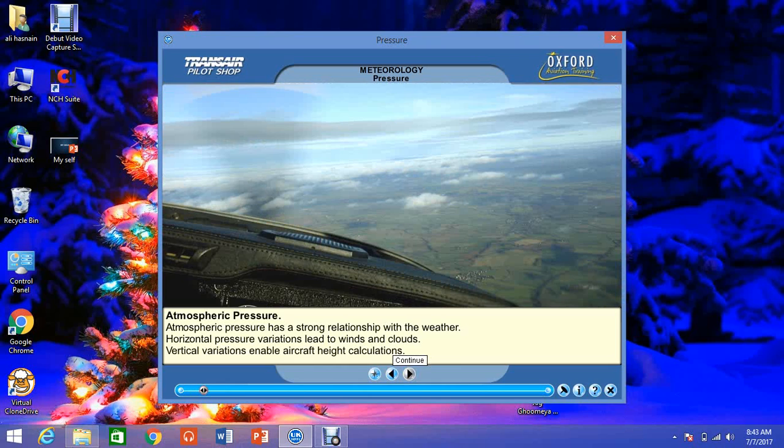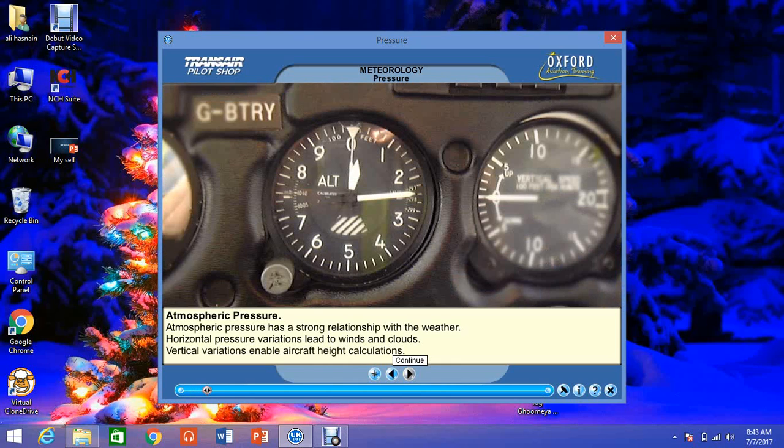The vertical variation of pressure gives us the ability to measure the height of an aircraft above a surface. The instrument that measures this variation is the altimeter. This lesson aims to give you an understanding of pressure in our atmosphere and its significance to us as aviators.